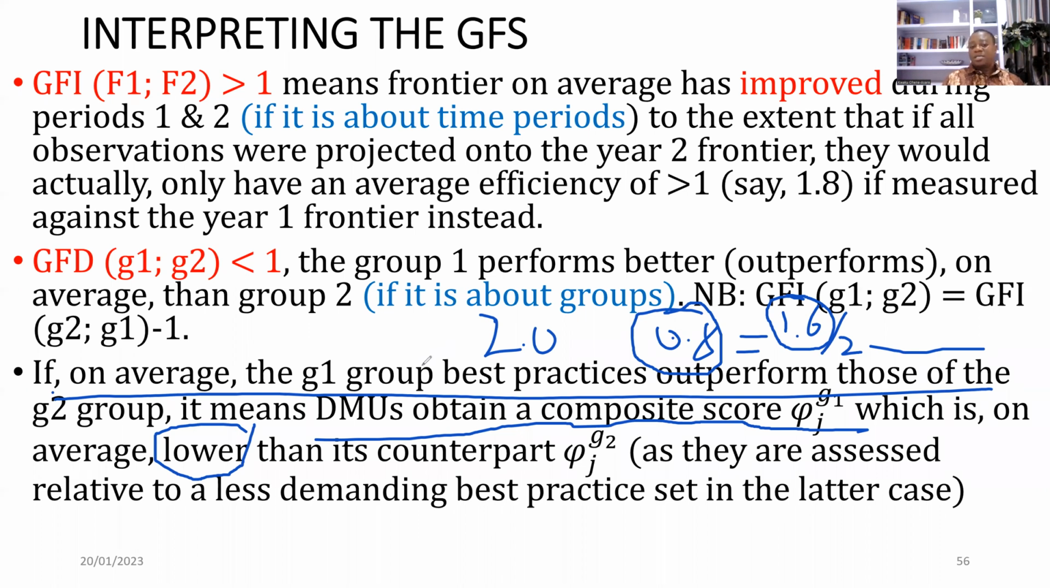And that is a point. And it's the same thing that was said in the earlier census. It says that greater than 1 means the frontier on average has improved during that period. To the extent that observations were projected onto the year 2 frontier, they would on average have a positive efficiency score, if they were measured against the frontier 1 instead. But the simplest explanation is what I've given to you by the ratios.